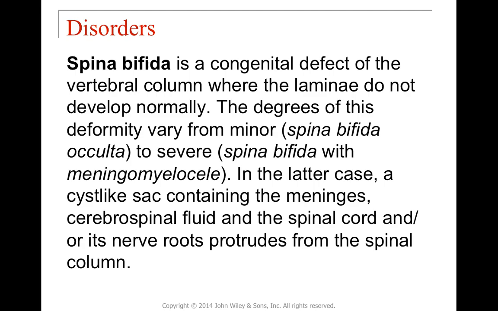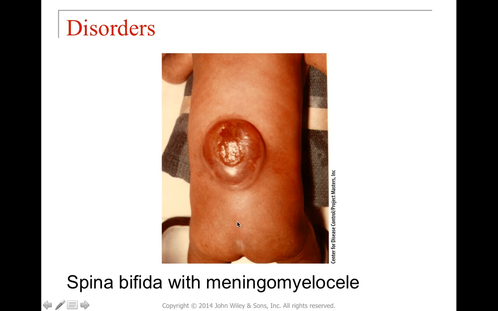In the very severe deformity, you can sometimes end up with a cyst-like sac that contains the meninges, the cerebrospinal fluid, and the spinal cord, and the nerve roots, all of which are obviously supposed to be internal in the spinal column. And instead, they're protruding outward from the spinal column like this. So this is the entire spinal cord of this individual with meningomyelocele.